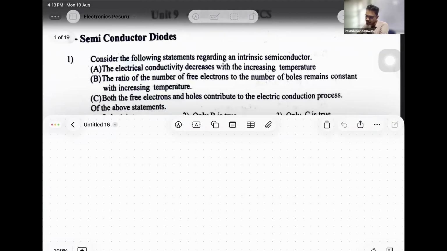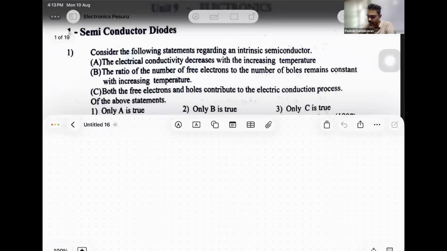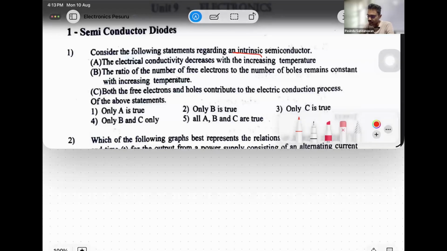Consider the following statements regarding intrinsic semiconductors. What are intrinsic semiconductors? Intrinsic means they are pure. Pure means they are not doped or not mixed with other elements. If a semiconductor is mixed with other elements, they are called extrinsic semiconductors. If that is not mixed with other elements, that is called intrinsic semiconductors. Extrinsic and intrinsic.